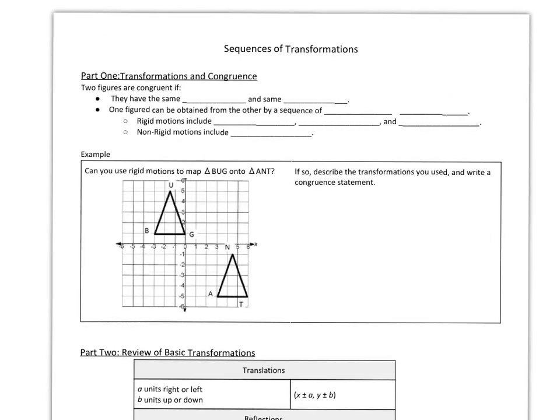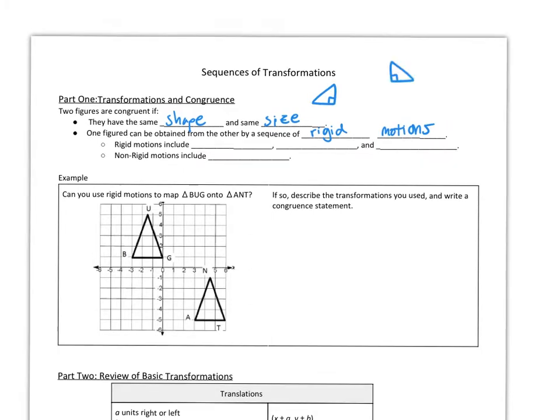So we could say that two figures are congruent if they have the same shape and the same size. Another way to talk about congruence is to say that you could obtain one figure from the other through a sequence of rigid motions. For example, take this triangle up here. If I can use a series of rigid transformations to map it onto this one up here, then they're congruent.